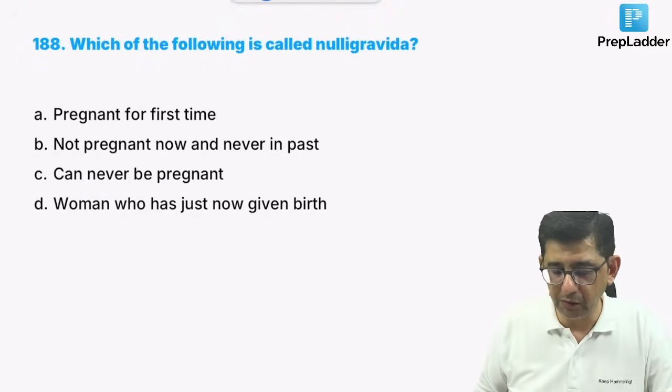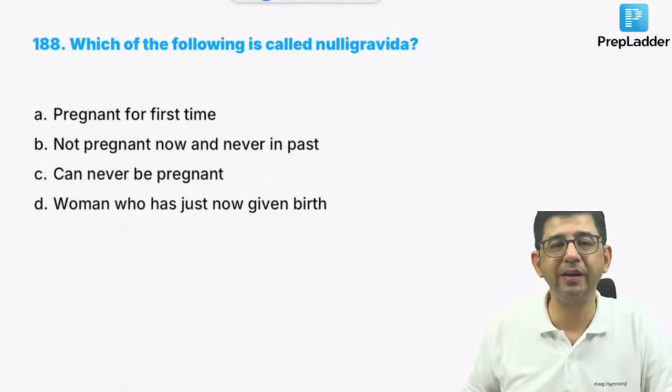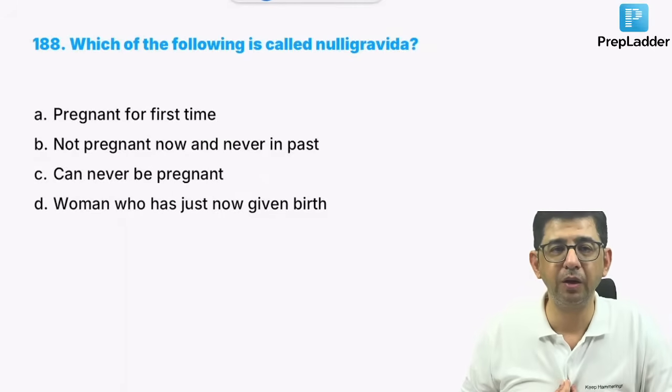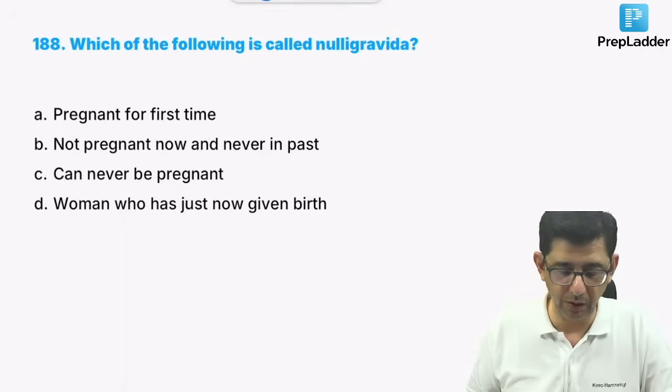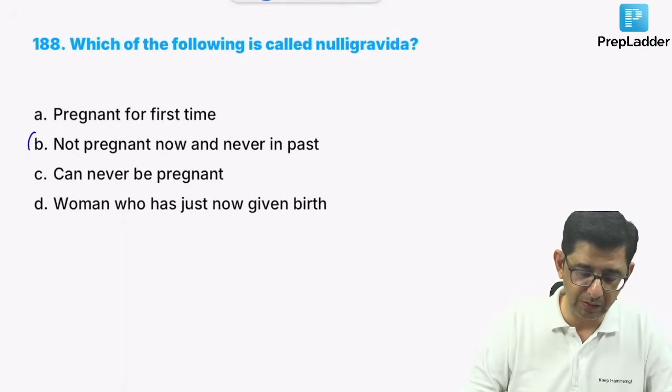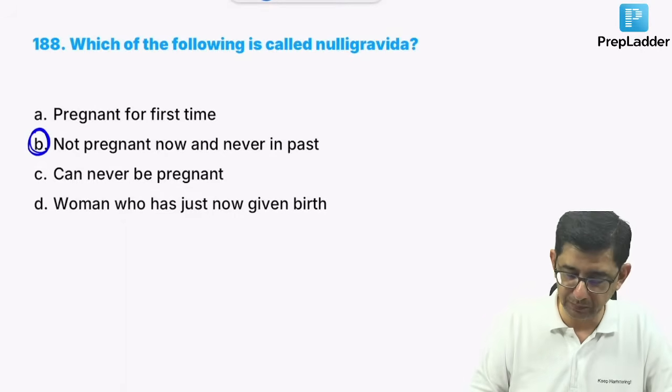Then for nulligravida, okay, quick comments again for this one. 188, nulligravida would be, yeah, not pregnant now and never in the past. Nulligravida. Answer would be option B here.